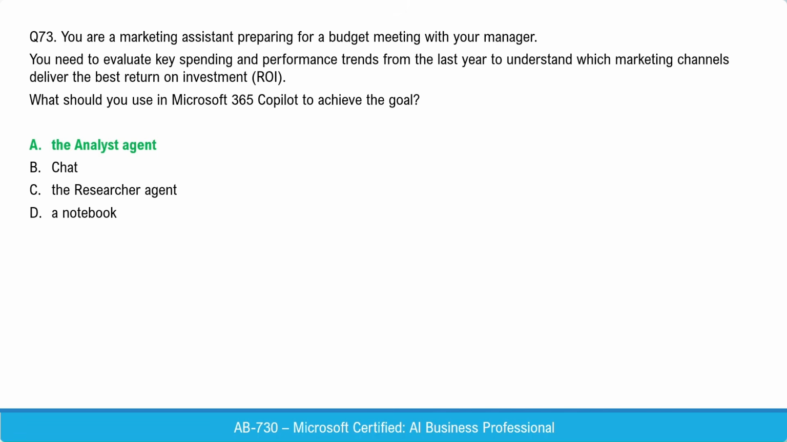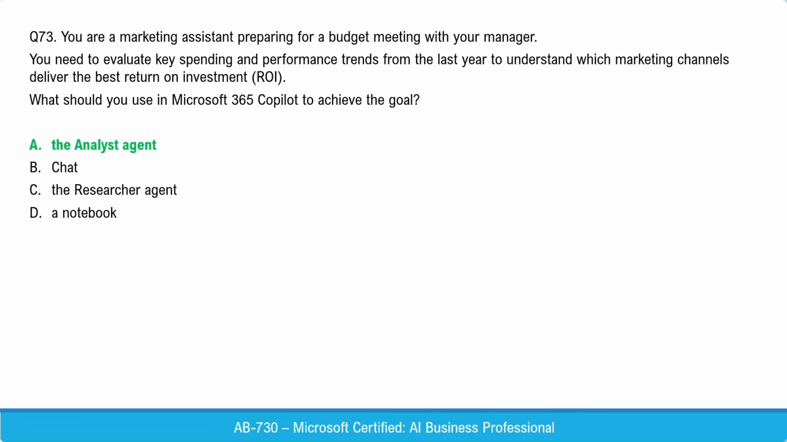Let's understand why. See, in this scenario, you are a marketing assistant preparing for a budget meeting, and your goal is to evaluate spending and performance trends from the past year. You also want to identify which marketing channels are delivering the best return on investment. This is clearly a data analysis problem. Now, in Copilot, the analyst agent is specially designed for this kind of task. It helps you to analyze structured data, identify trends, and generate insights, which makes it the perfect fit for evaluating ROI and performance metrics. Now, let's look at other options and why they are incorrect.